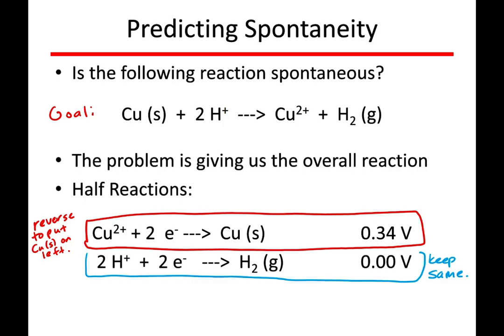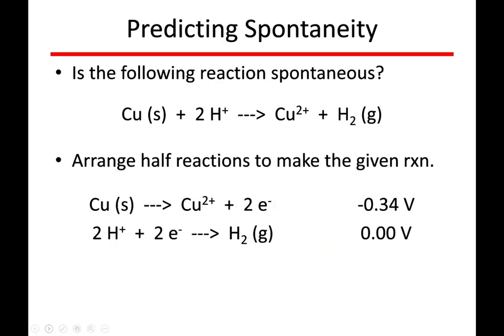One more thing to keep in mind is when you reverse the half reaction for the Cu2+, you have to change the sign of E naught. So we'll add that statement in here: reverse and change the sign of E naught. So we've now reversed the copper half reaction and changed the sign so that we get negative 0.34 volts, and we've done nothing to the half reaction involving the reduction of H+ to H2 gas.